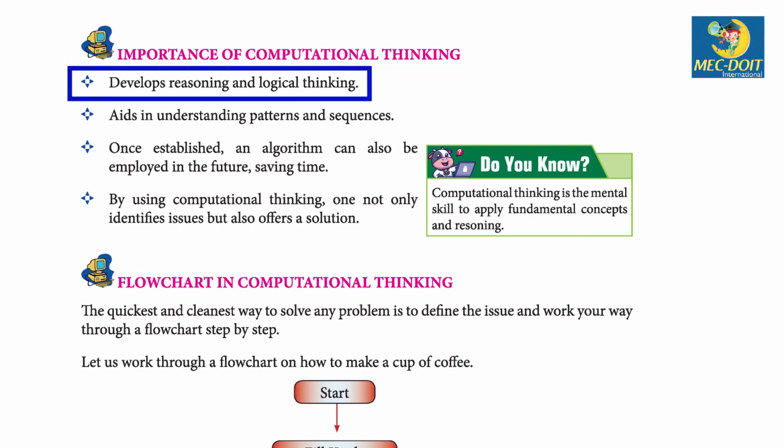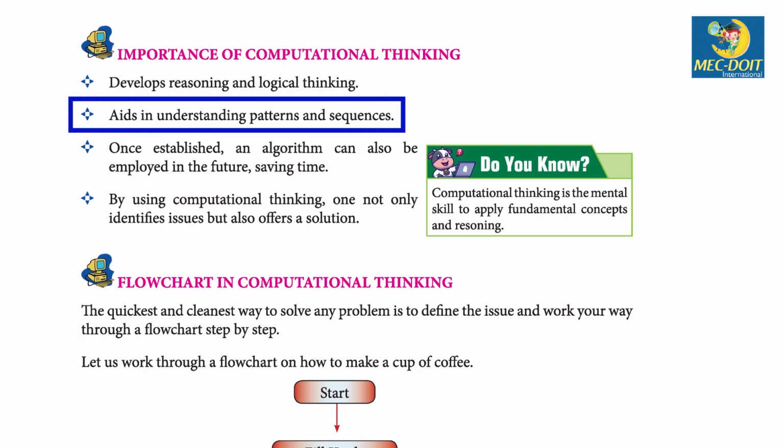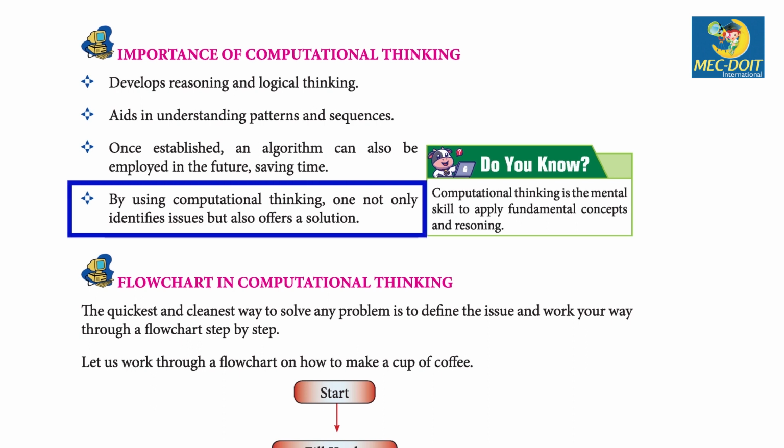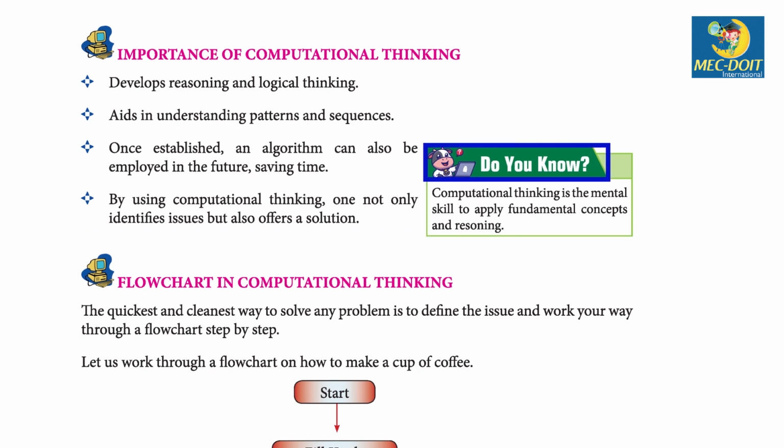Importance of computational thinking. It develops reasoning and logical thinking. It aids in understanding patterns and sequence. Once established, an algorithm can also be employed in the future, saving time. By using computational thinking, one not only identifies the issue but also offers a solution. Do you know? Computational thinking is the mental skill to apply fundamental concepts and reasoning.